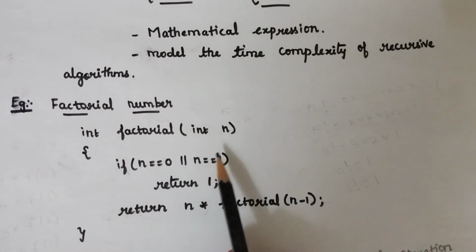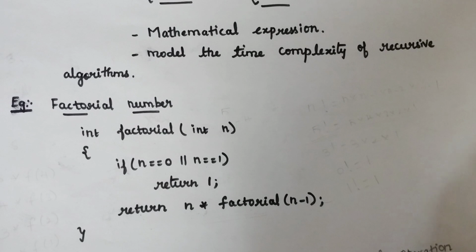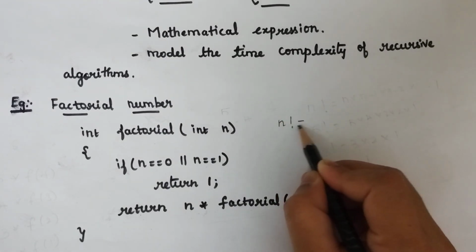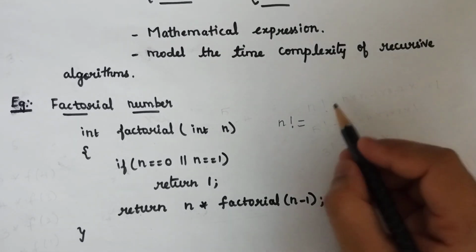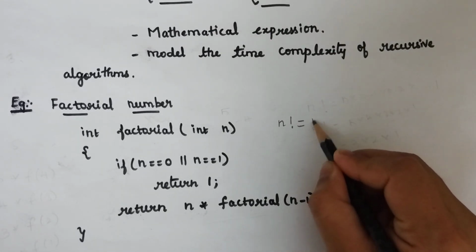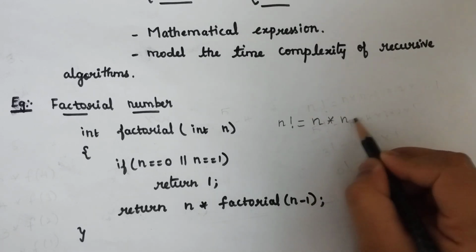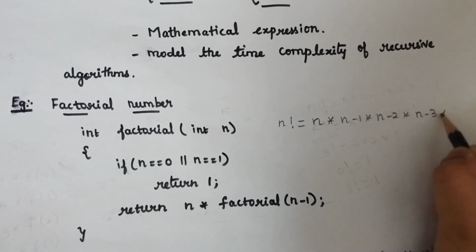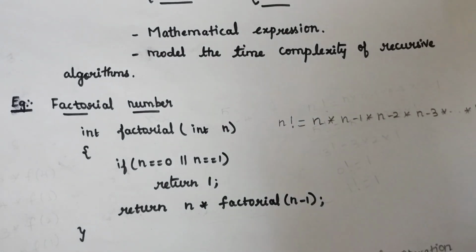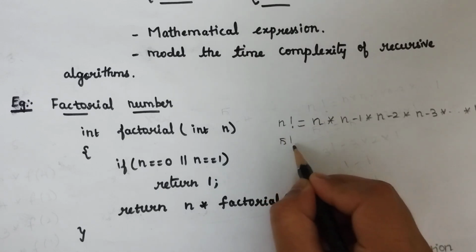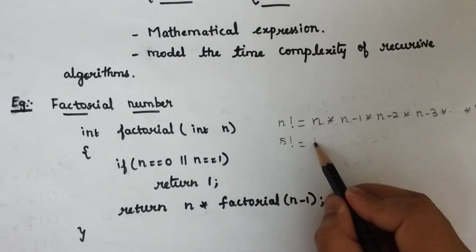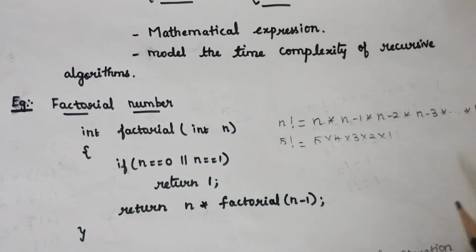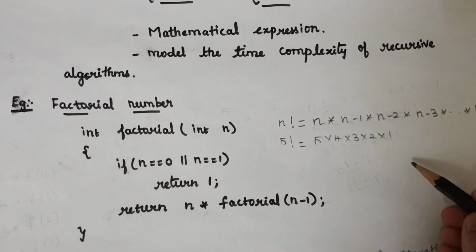So first let us understand this program. We know how to calculate the factorial of a number. For example, if it is given as n factorial, in general, how can we write it? n into n minus 1 into n minus 2 into n minus 3, up to 1. In the same way, if I want to find the factorial of 5, I write 5 into 4 into 3 into 2 into 1. So this is how you can find the factorial for any number.